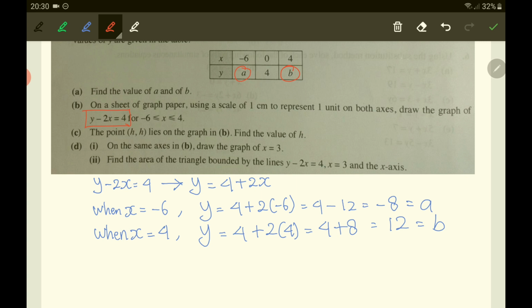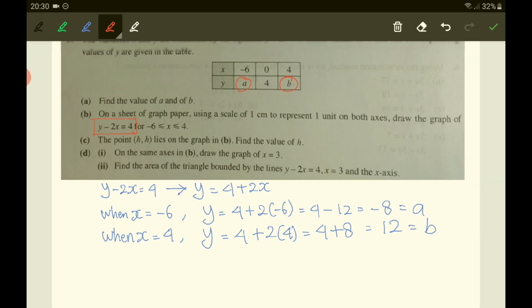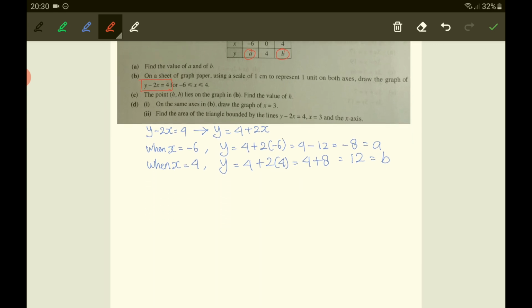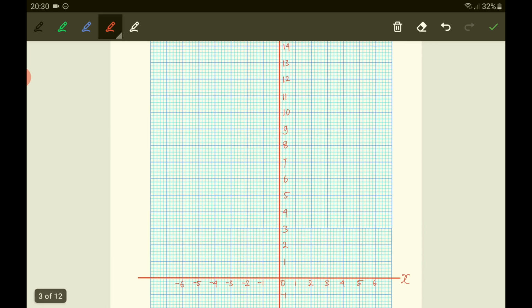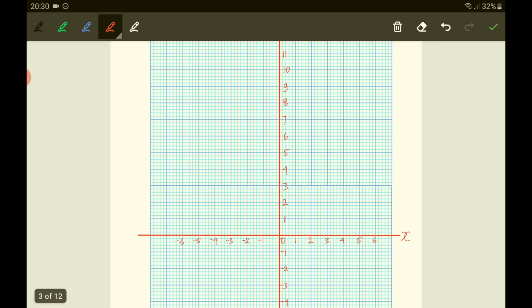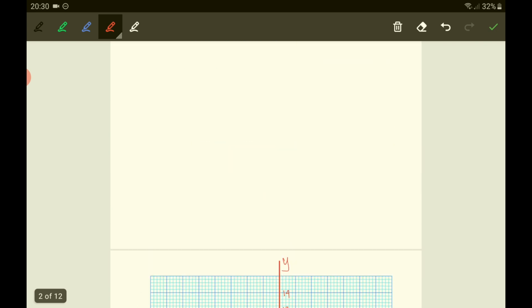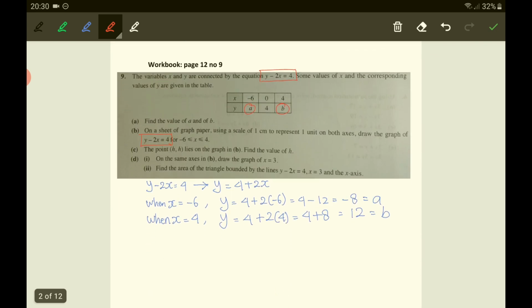Drag this graph for minus 6. So x lies between minus 6 and 4, so the range for the x-axis is from minus 6 until 4. I already prepared the grid for the Cartesian diagram here, so I get this. Now I just need to draw the line.